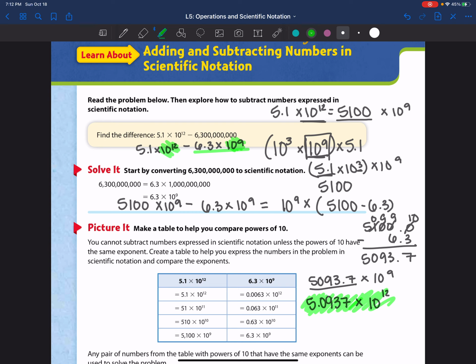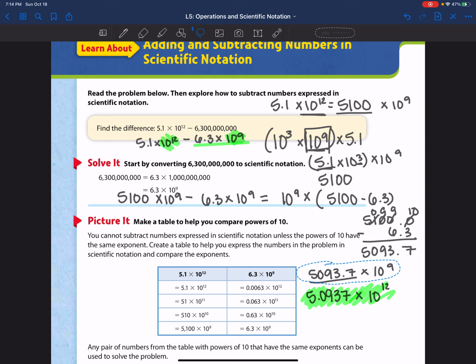All right. Number 5, write your expression as the product of a decimal times the power of 10. Here we go. We have a decimal times the power of 10. Copy it.